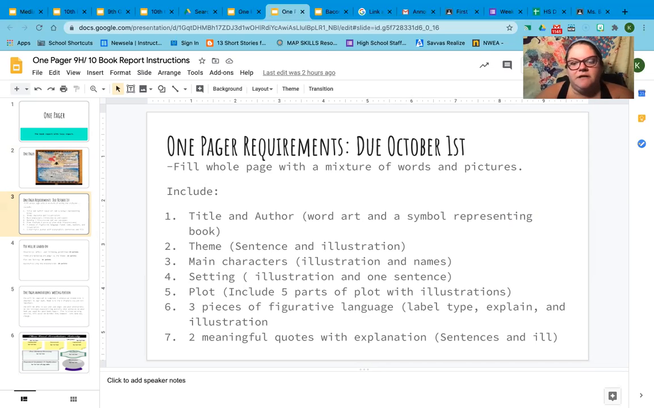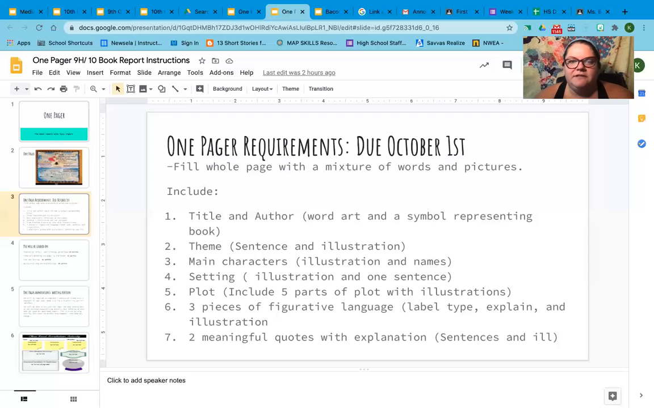Then I want 2 meaningful quotes with an illustration or with an explanation. And these could be like, if I were to have Forrest Gump, which is a movie, but not a book, then I could say, life is like a box of chocolates. You never know what you're going to get. And then I would put that there and I would explain what it means. And then the illustration could be a box of chocolates.